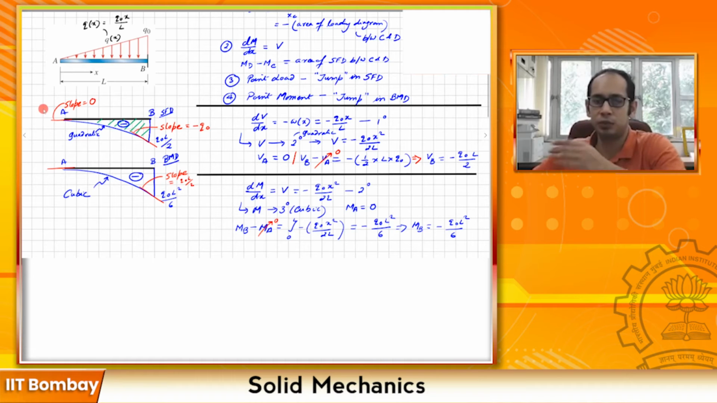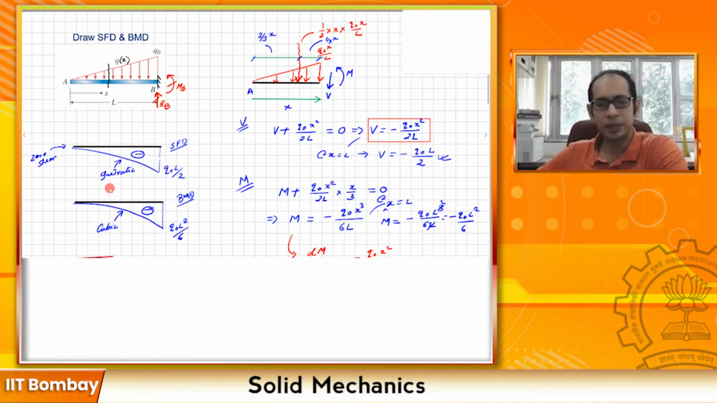So let's compare this with what we got previously in the method of sections. So you see how fast this was. We did not have to write an equation and so on. It was just using the relations we get it. This was our shear force quadratic, q naught L over 2. This was cubic, q naught L square over 6. And this is exactly what we have.